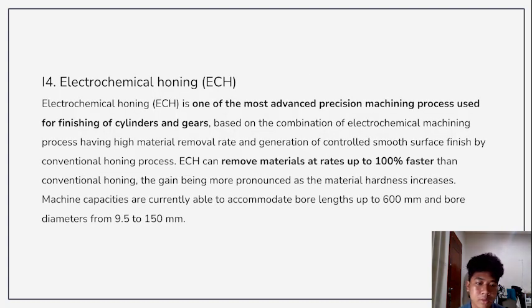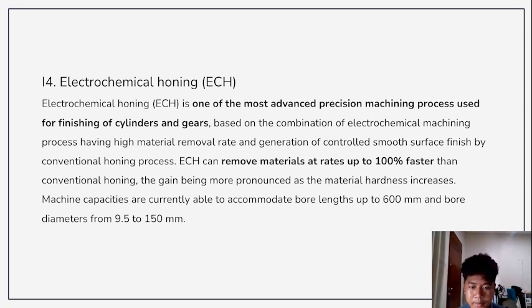Next is electrochemical honing. It's one of the most advanced precision machining processes used for finishing of cylindrical parts and gears. It is based on the combination of the electrochemical machining process, having a high material removal rate, and the generation of a controlled, smooth surface finish by the conventional honing process.